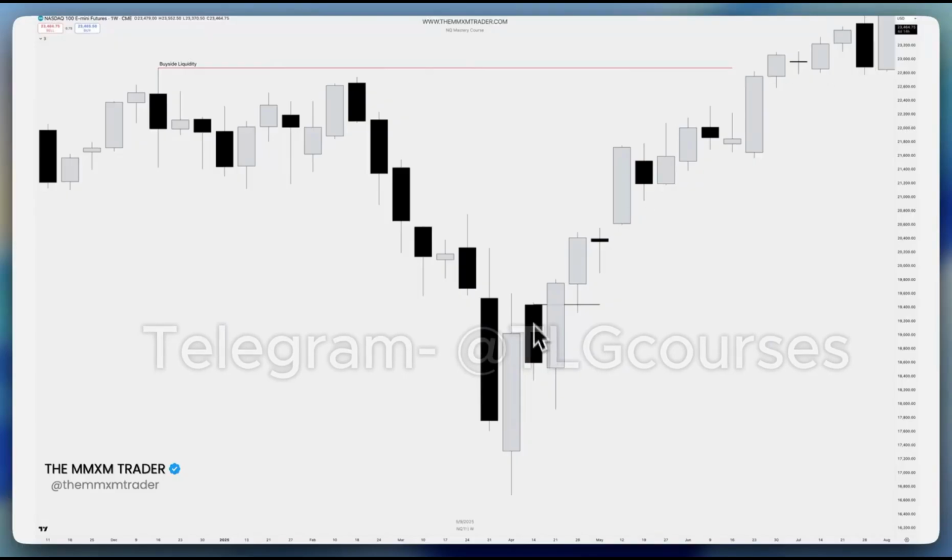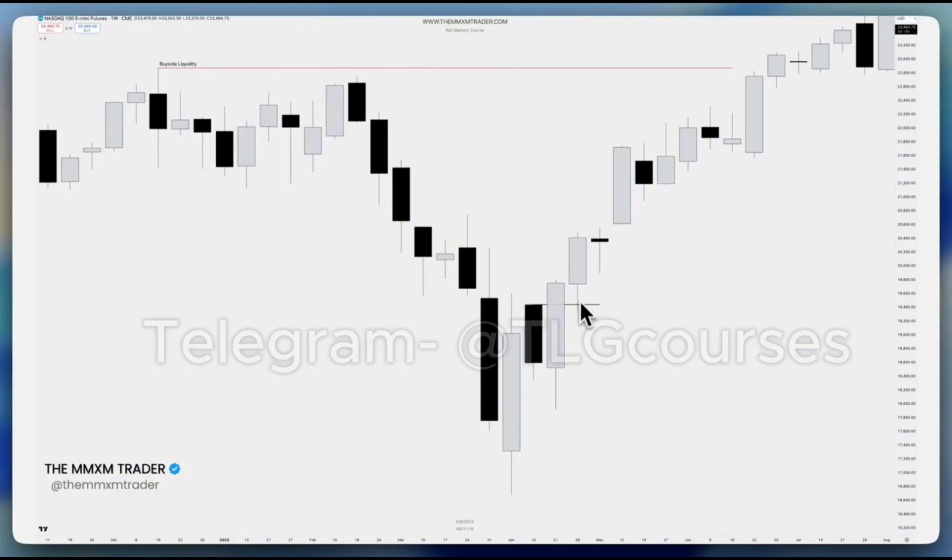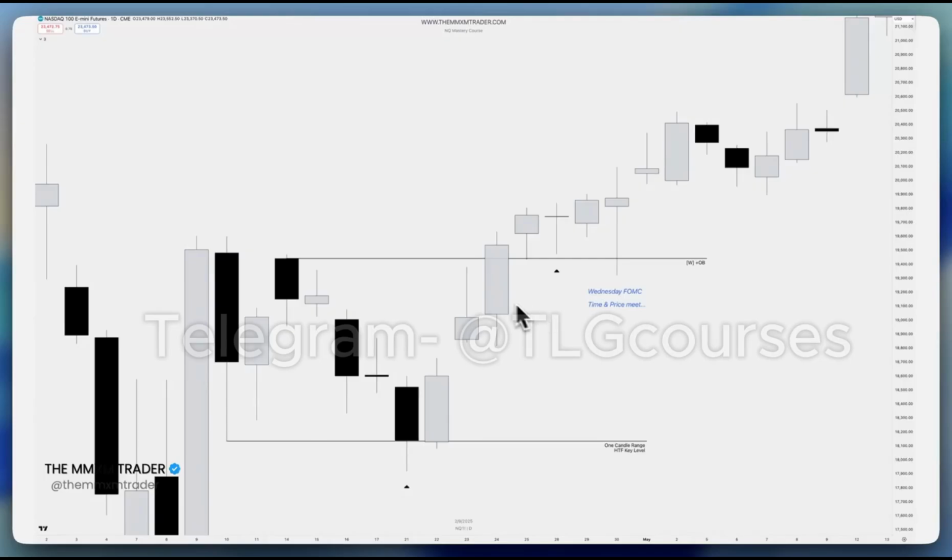Okay, there's that weekly OB, right? We closed above the weekly OB here. So we're looking for higher prices here from our key level.